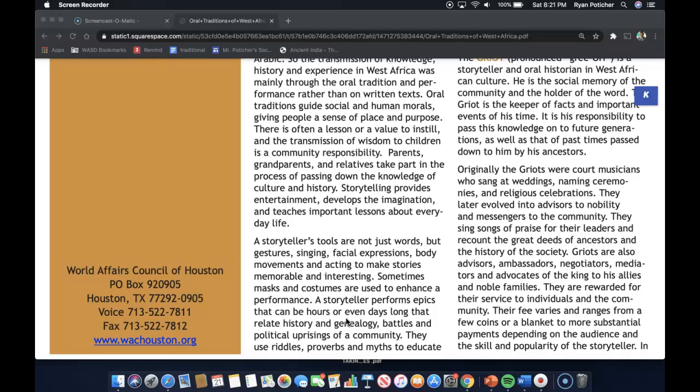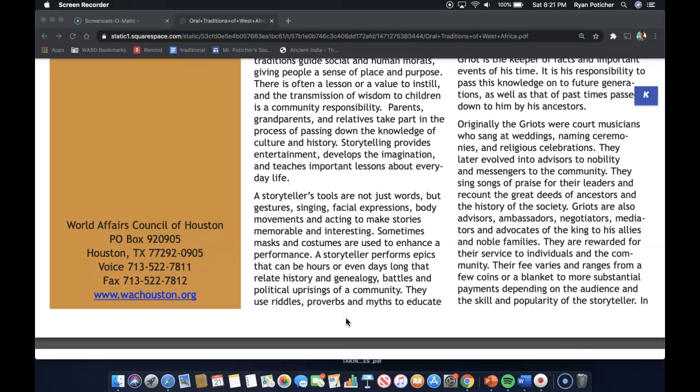There's often a lesson or a value to instill, and the transmission of wisdom to children is a community responsibility. Parents, grandparents, and relatives take part in the process of passing down the knowledge of culture and history, and storytelling provides entertainment, develops imagination, and teaches important lessons about everyday life. A storyteller's tools are not just words, but gestures, singing, facial expressions, body movements, and acting to make stories memorable and interesting. Sometimes masks and costumes are used to enhance a performance.